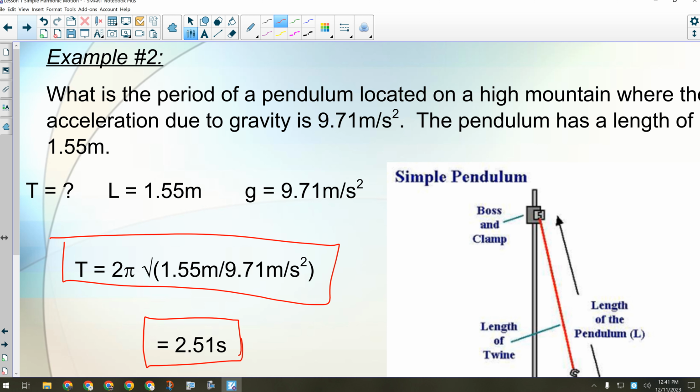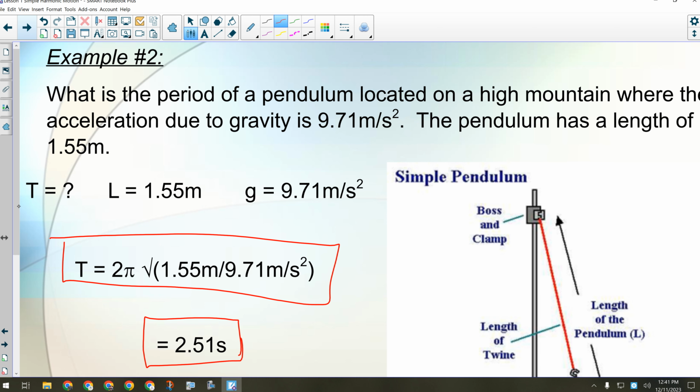In a grandfather clock, how long do you want the period to be? Yeah. Either 1 second or 2 seconds. Either you want it to be clicking every other one, or on each side. One or the other.